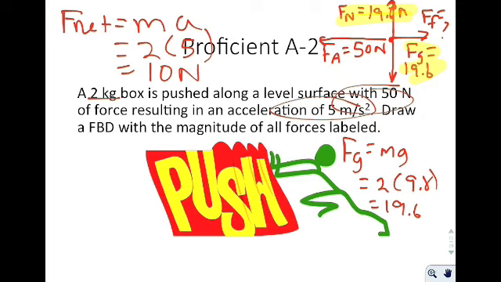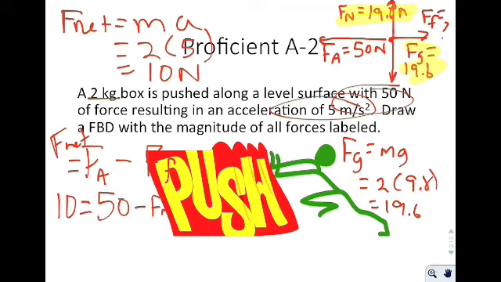So really, the net force is a combination of the applied force and the frictional force. If the net force is 10 newtons, that must mean the difference between the applied force and the frictional force has to be 10 newtons. So what I can say is the applied force minus the frictional force is equal to the net force. Or 10 is equal to 50 minus Ff, which of course makes the frictional force 40 newtons.